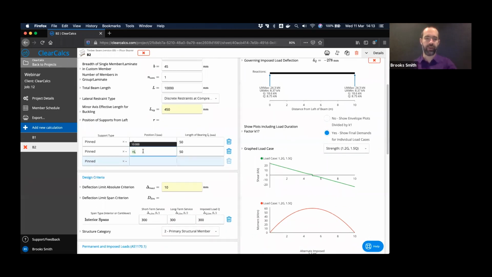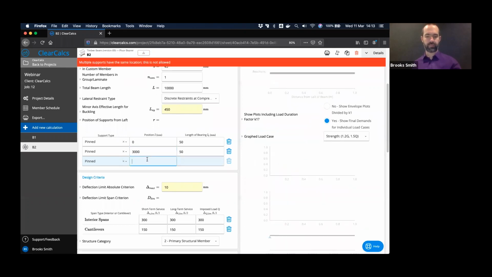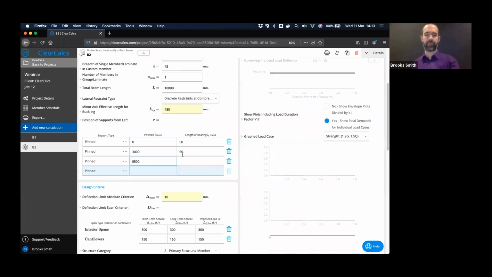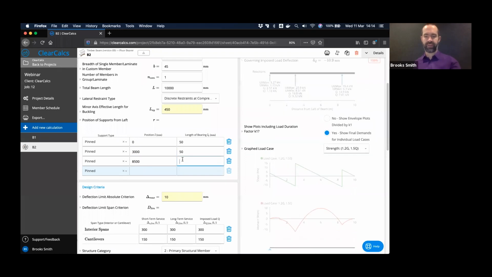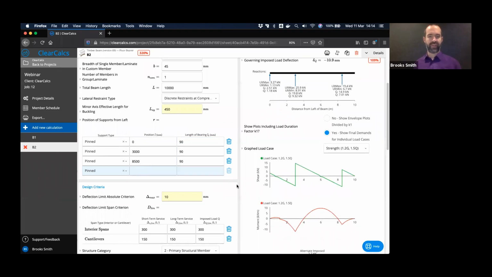We need to change our support locations though. So supports are at 3 meters and 8.5 meters. And we said length of bearing is equal to 90 for all of these. So I will set those.